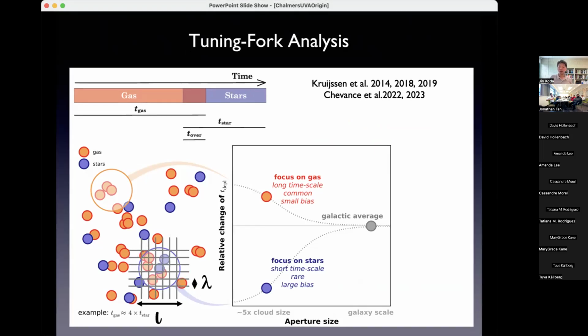Now I go through some detailed probability calculations. So stay tuned, and listen carefully. We put an aperture on top of a gas cloud or star, right? And now we split that aperture into smaller cells, or grids. The size of the aperture is L, and the size of each grid is lambda.